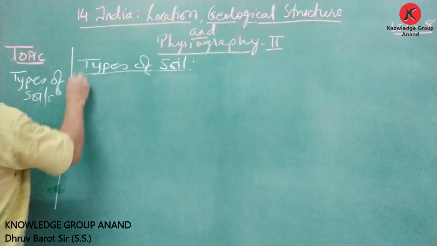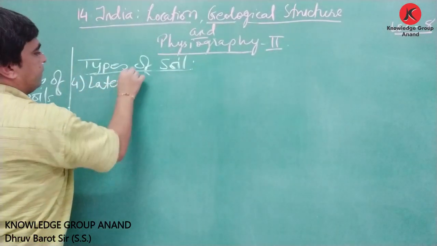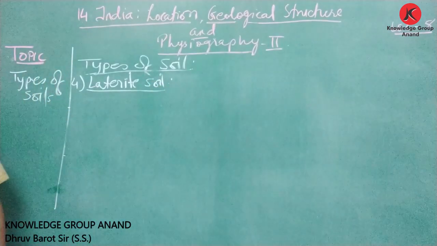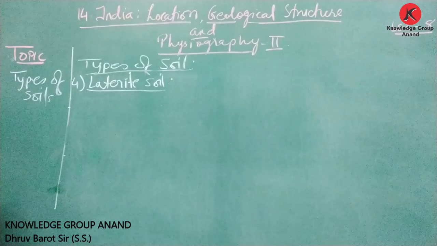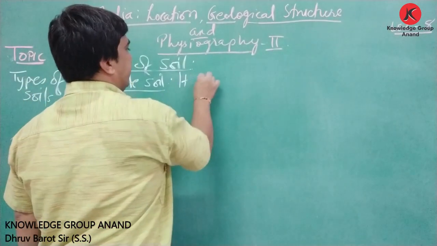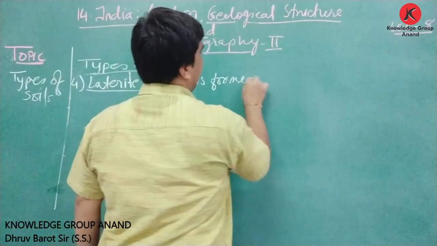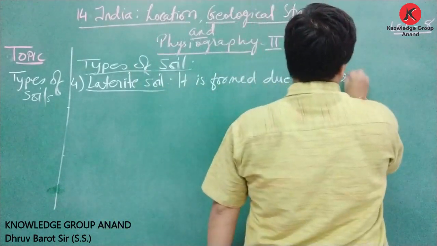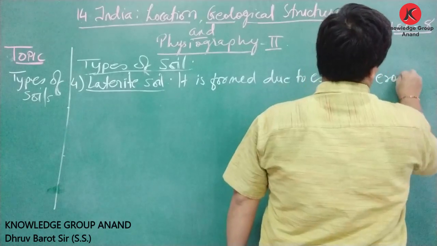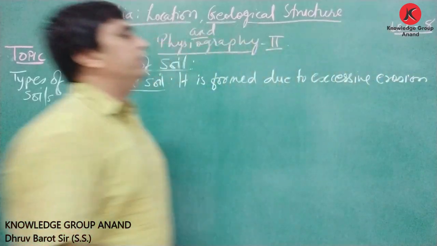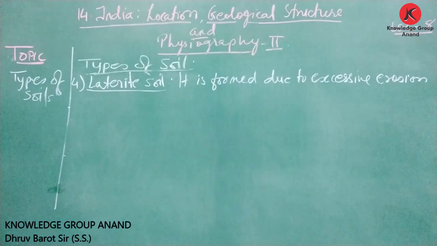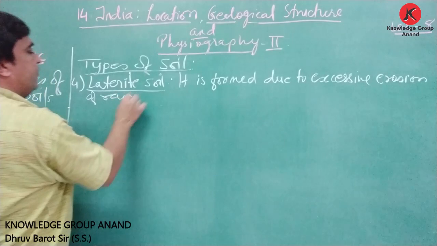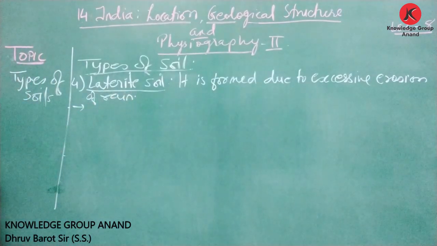Now friends, the fourth one, that is laterite soil. Here it is said, it is formed due to excessive erosion of rain. Due to rain erosion.